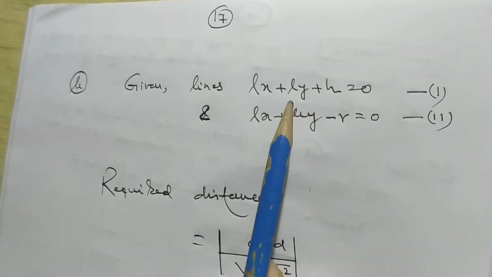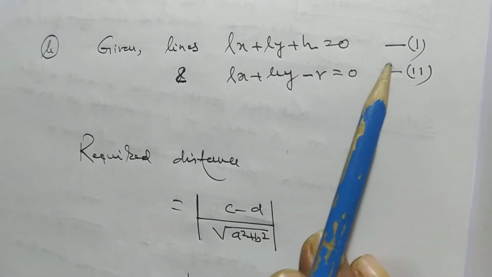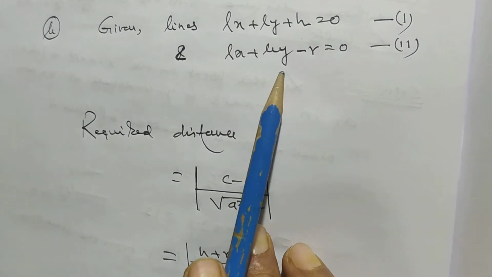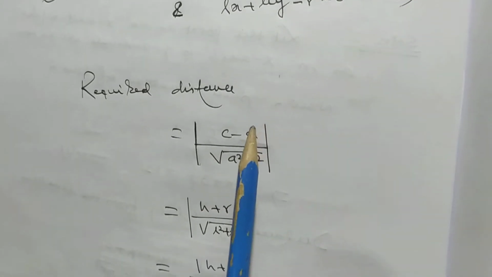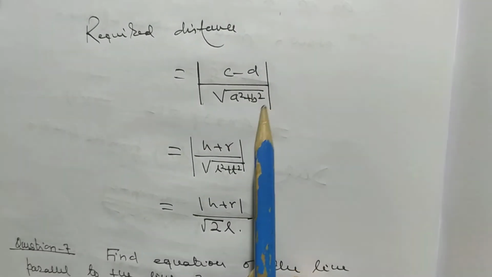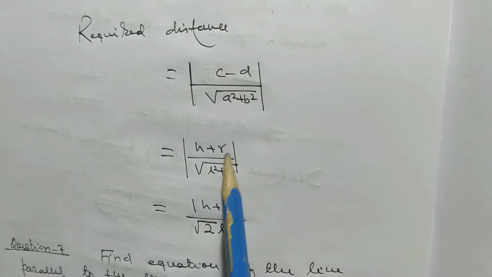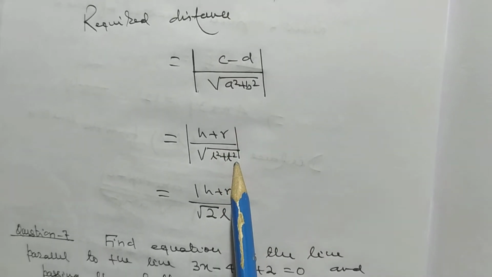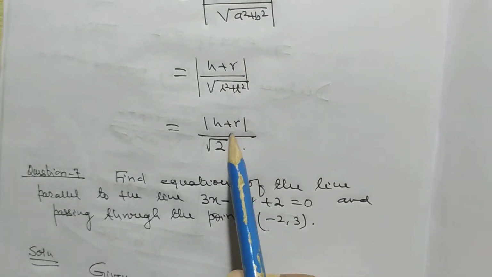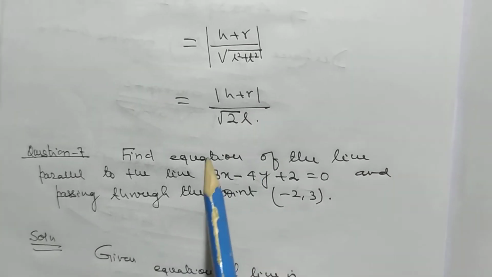Given lines Lx plus Ly plus h is equal to 0 and Lx plus Ly minus r is equal to 0. Required distance is c minus d by root over a square plus b square. That is h plus r by root over l square plus l square. That is mod h plus r by root 2 into l.